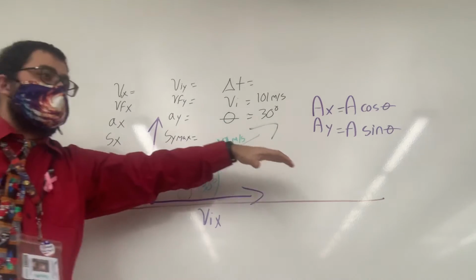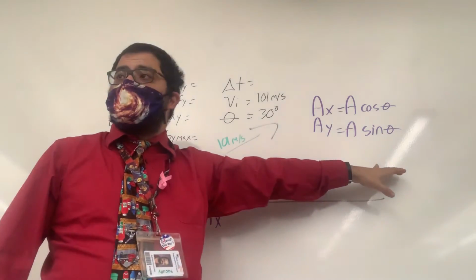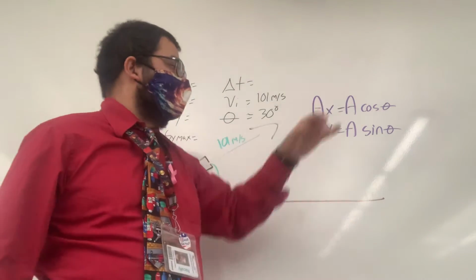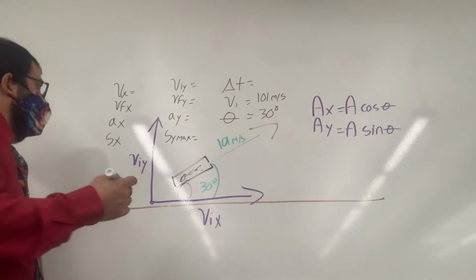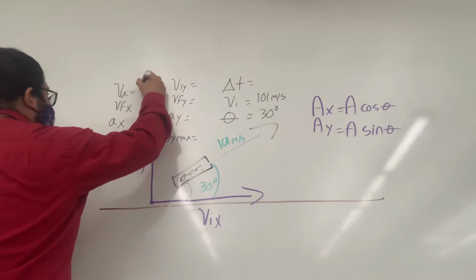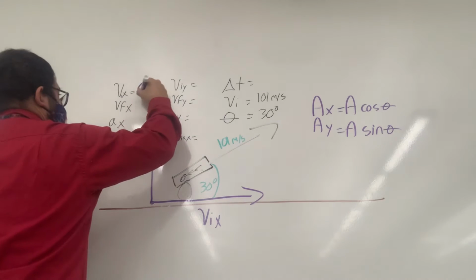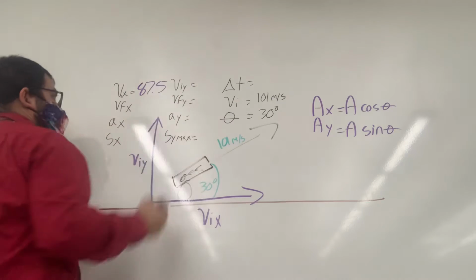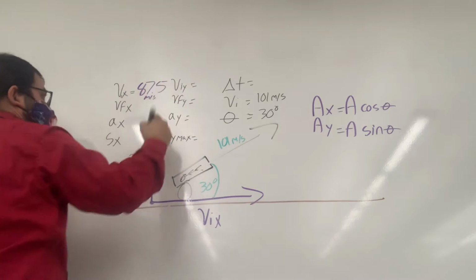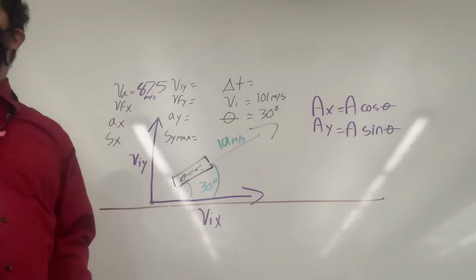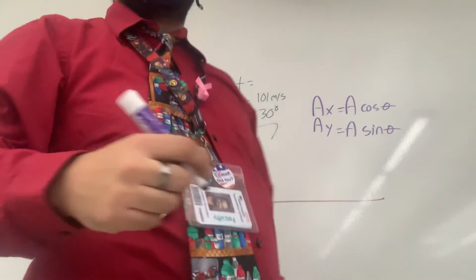Okay? And so we used this formula yesterday, right? And we were able to figure out that your VIX came out to what? 15.5? No. The VIX, the cosine one, got 87.468. This one should be 87.5 meters per second. And the VIY? 50.5.